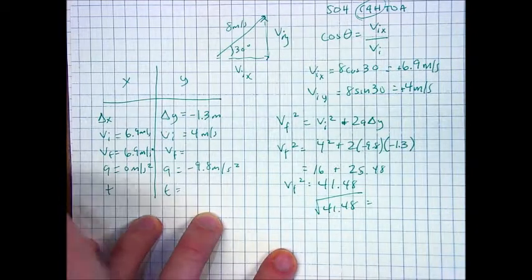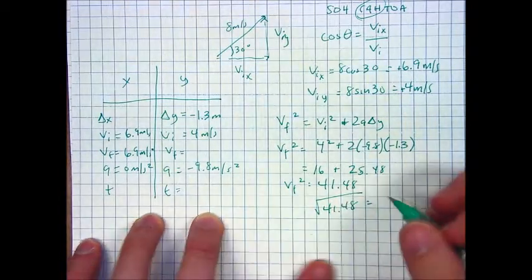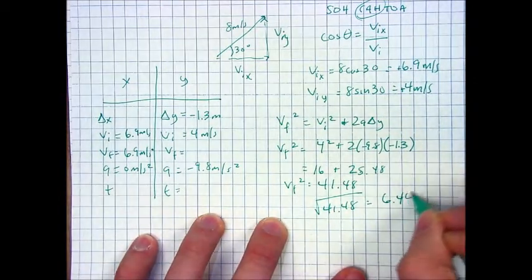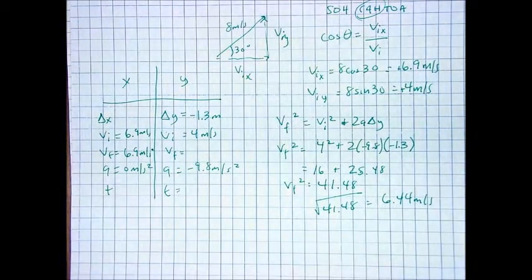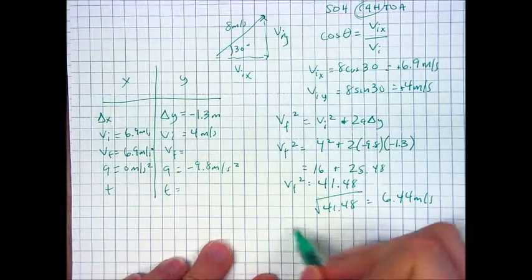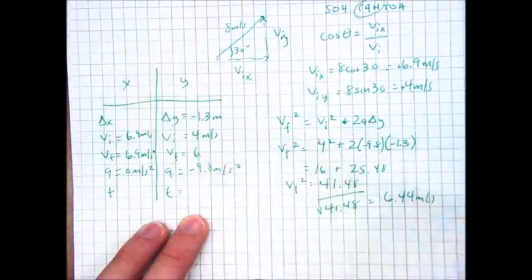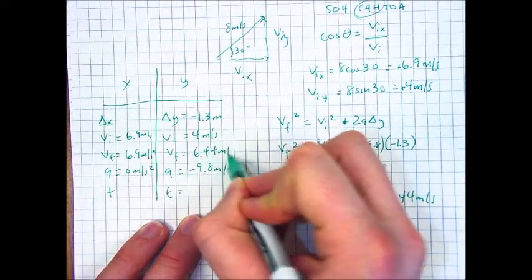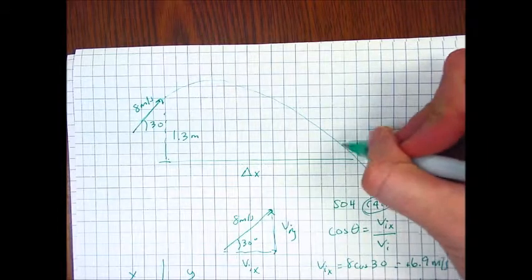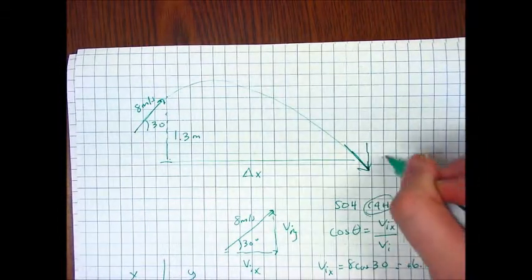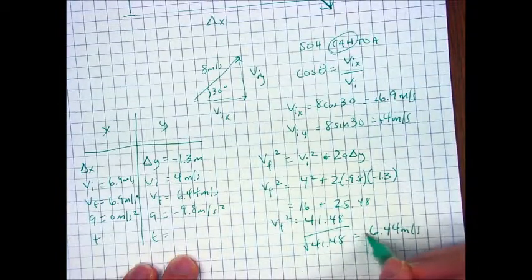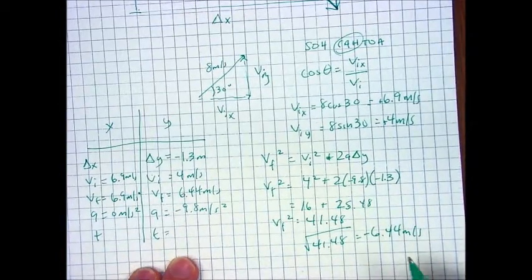So when we square root that, we get 6.44 meters per second. That's our v final. And what we're going to do with that now is plug it in here. So we have 6.44. Now, is that positive or negative? Well, think about this trajectory here. At the end, it's going to be going something like that. If it's going down in the y direction, that's going to be negative. So we know that that's going to be negative there.